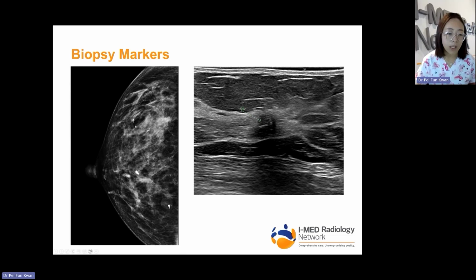Examples of different types of clips in the breast on mammogram. This is a wing shape one, a ribbon shape, and a twirl, a circular one, a coil shape, and we can insert it on the mammogram or ultrasound or MRI.